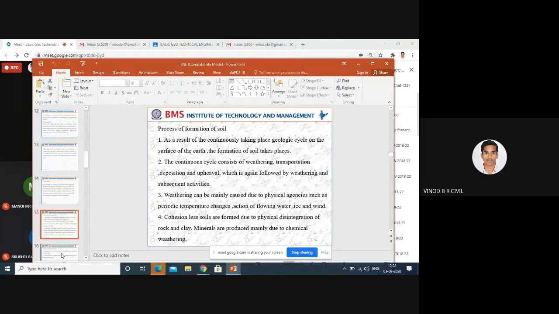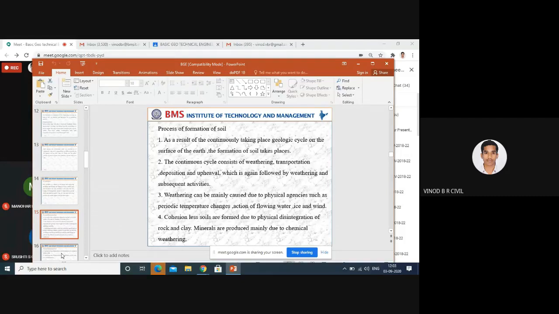And what is the process of formation of soil? As a result of the continuously occurring geological cycle on the surface of the earth, the formation of soil takes place, meaning geological formation. As we already discussed, the combination of igneous rock and metamorphic rock is exposed to weathering action. It takes millions of years to convert it into sandy stone, and then it is converted into soil.